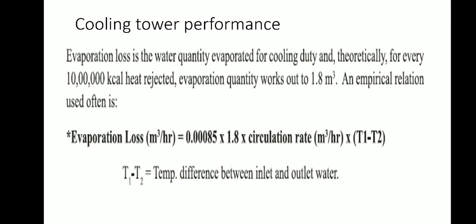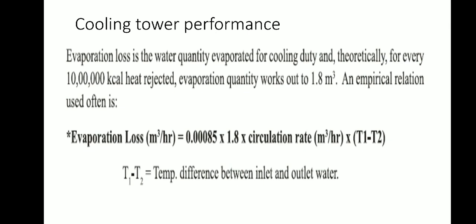The evaporation loss means the air is passed over the water. It's a direct contact type heat exchanger, therefore air is passed through the cooling hot water. The hot water comes from the top, and air from the bottom, they mix and the temperature reduces. At the same time, some moisture evaporates and mixes with the air in the form of superheated steam and escapes to the atmosphere. This is the evaporation loss, which is equal to the empirical equation 0.00085 into 1.8 into circulation rate into T1 minus T2.